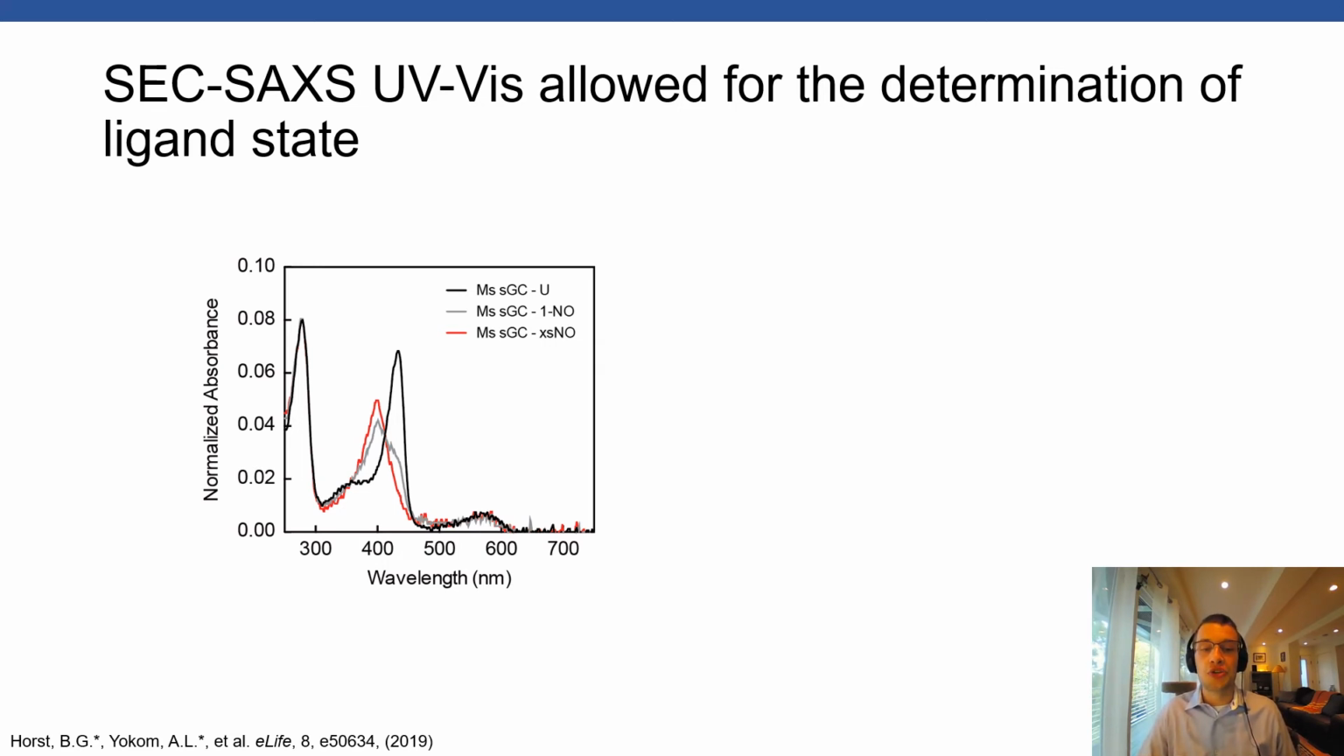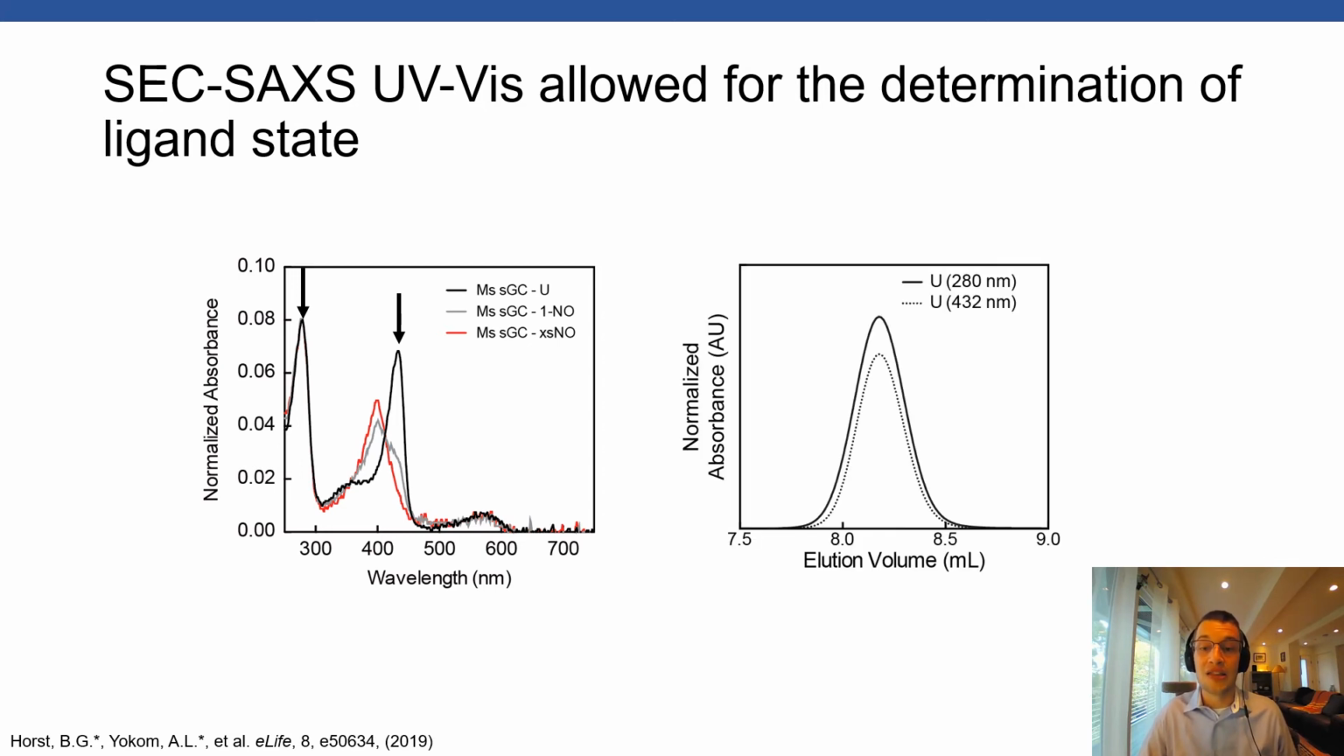On the left, I'm showing you a UV-vis spectra of Manduca sexta sGC, and what we're going to be looking at is just these two wavelengths. So here is our unliganded sample. You can see that the ratio of the unliganded at 280 to unliganded at 432 is approximately the same as the ratio of these two peaks here. When we added NO to our sample, these were the peaks that we saw. And you will notice that 1NO has a slightly higher absorbance than the XSNO sample.